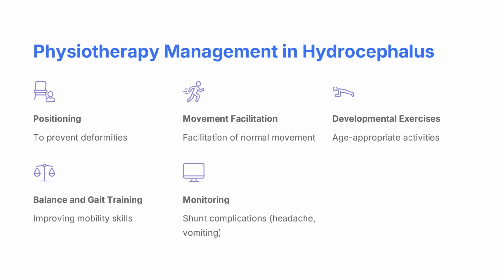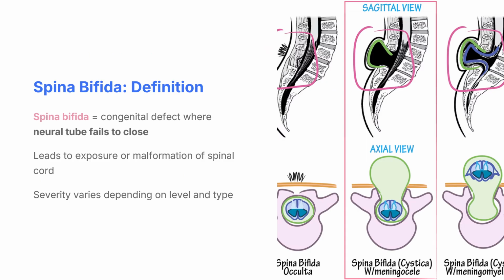Now let us understand the next disease, which is spina bifida. It is a congenital defect where the neural tube fails to close, leading to exposure or malformation of the spinal cord. The severity depends on the level or the type of defect. Okay. So we can see the higher the lesion, the greater the disability. So let's classify. You already have an idea about this, as I had taken the lecture till spina bifida in class.